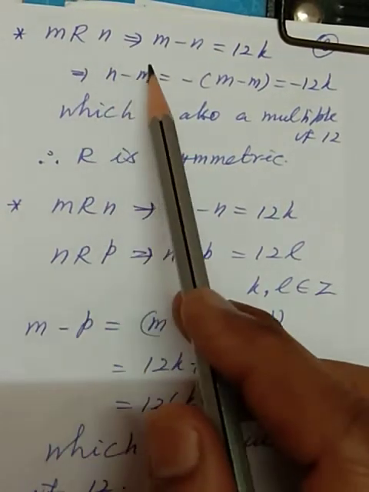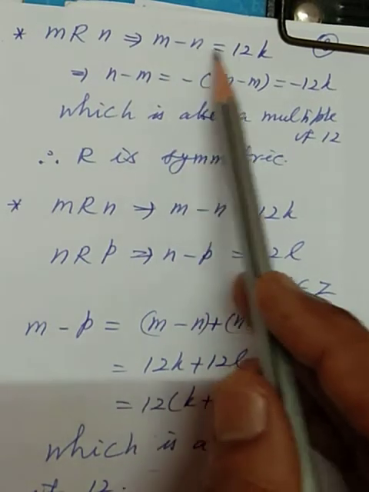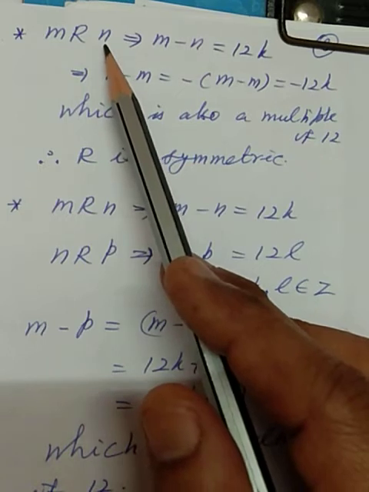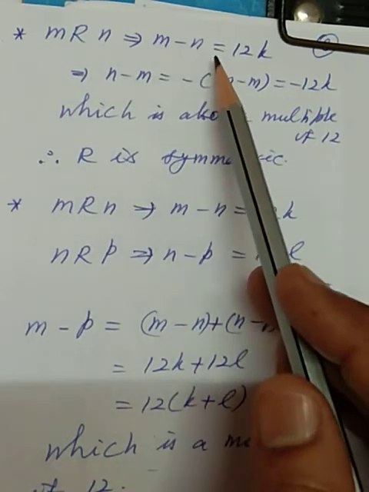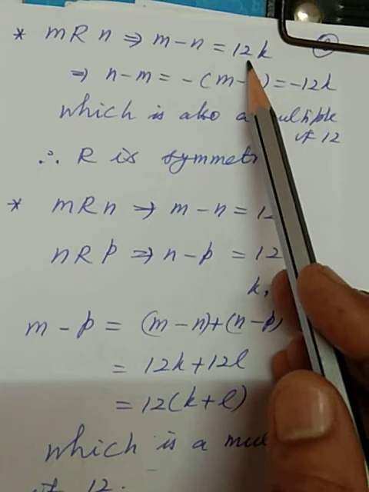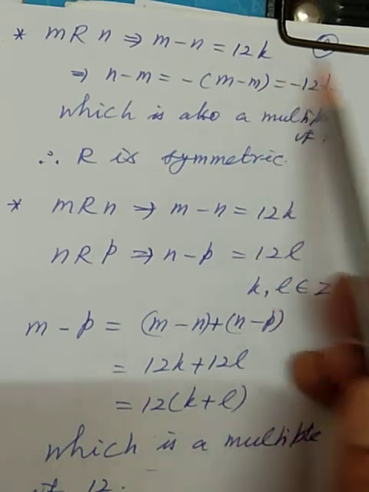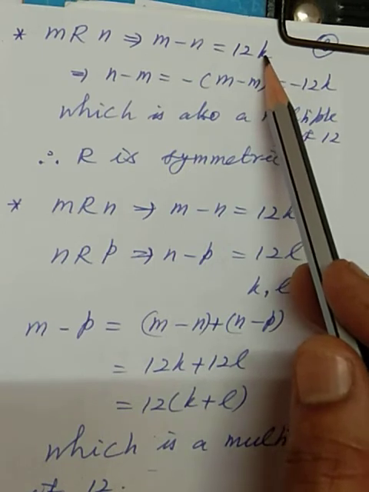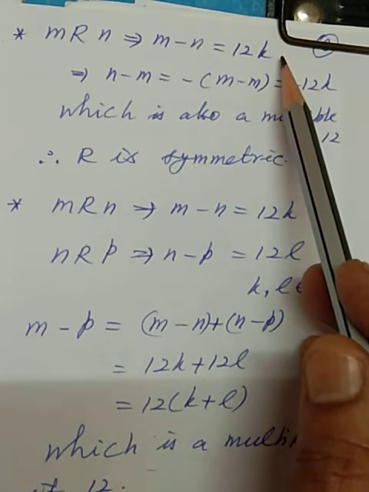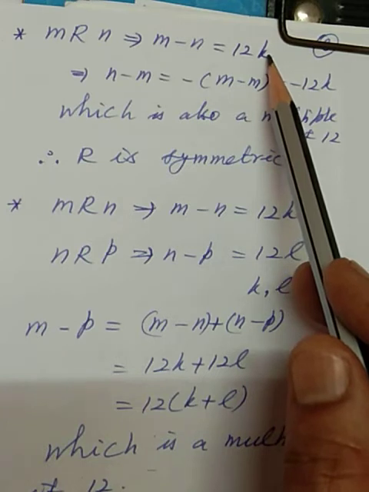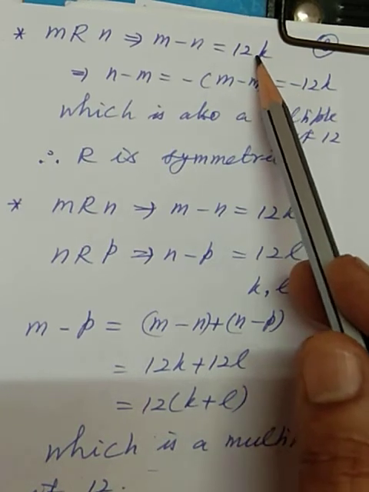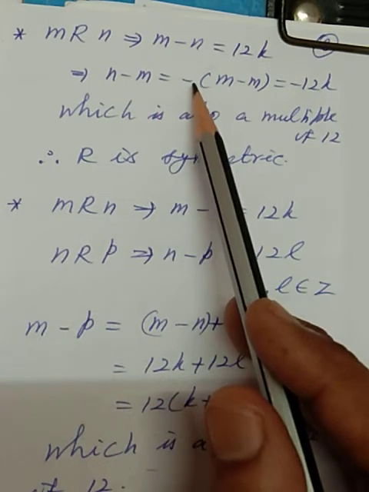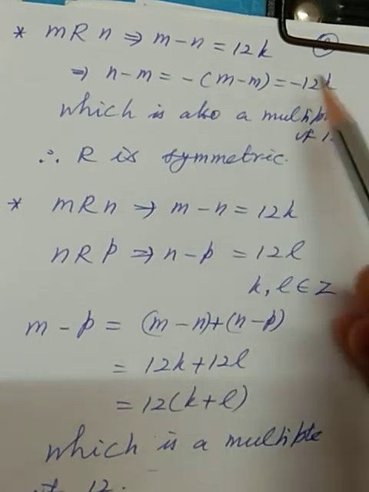M related to n implies m minus n equal to 12k. M related to n means automatically m minus n is a multiple of 12. Multiple of 12 means 12k, where k is an integer. So 12k, k may be 1 or 2 or 3 or minus 1 or minus 5, whatever it may be. It is an integer, positive integer or negative integer. Now you see the value of n minus m. N minus m can be written as minus of m minus n.